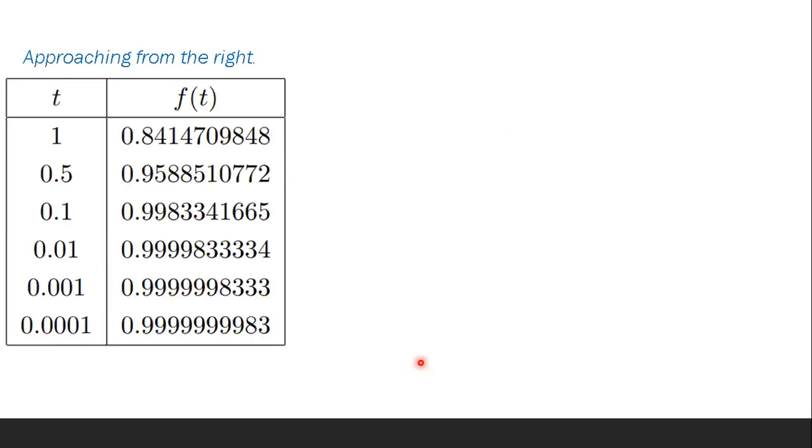Now let's approach 0 from the right. I'm choosing 1 as my first value from the right, and then getting closer and closer to 0. As I substitute 1 into my function, that's sine 1 over 1, and that's equal to 0.84147099848. Same goes with the other values. You can double check whether the inputs I have here are correct.